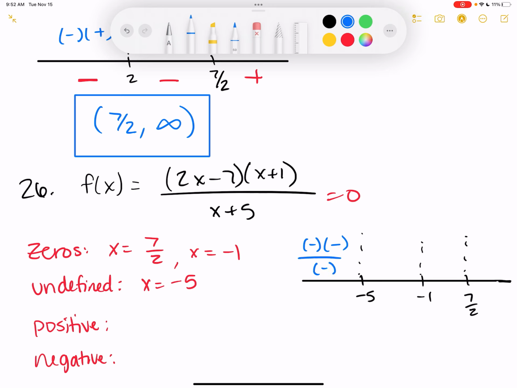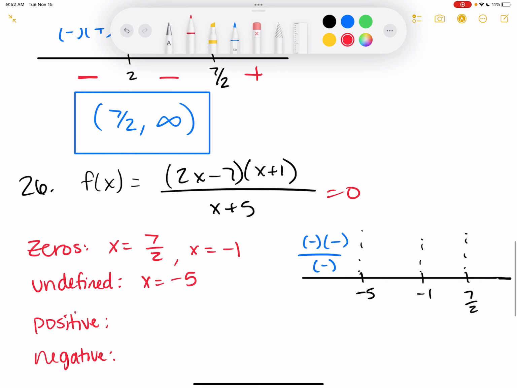So I end up with a little fraction. So negative times negative is positive, divided by negative is negative. So this region is negative.